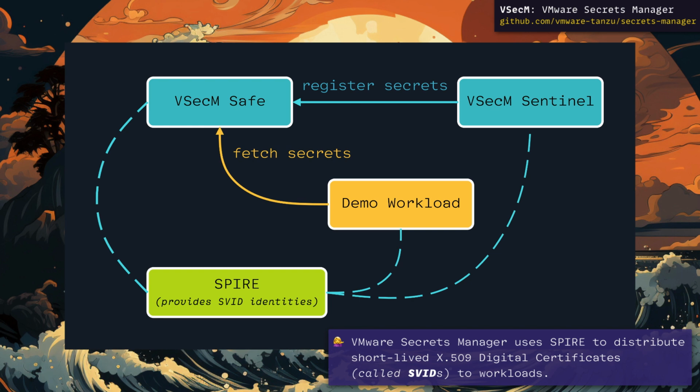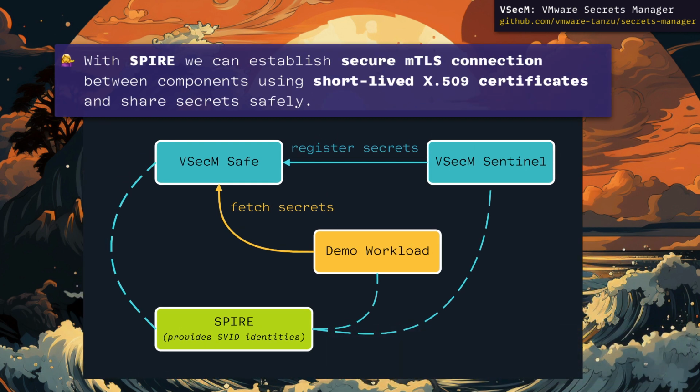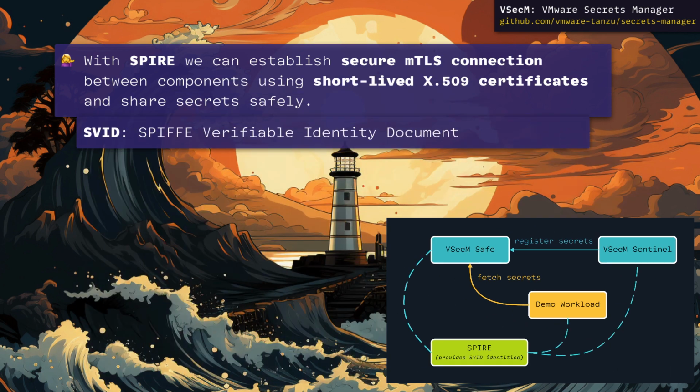Or to look at the other side of the coin, when a VSecM component delivers a message to a workload, the workload can check the X509 digital certificate of it and make sure that it's coming from a VSecM component and not an imposter. So essentially, using Spire, we establish mutual transport layer security, or MTLS, between workloads and VSecM using short-lived X509 digital certs. And those certs have a specific name in Spire terminology. They are called SVIDs, or SPIFFE Verifiable Identity Documents. Let's see this with an example.